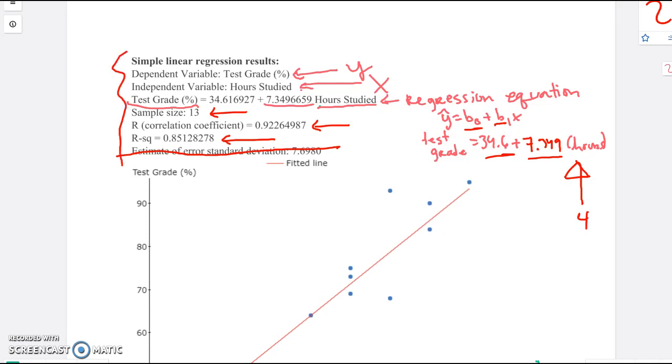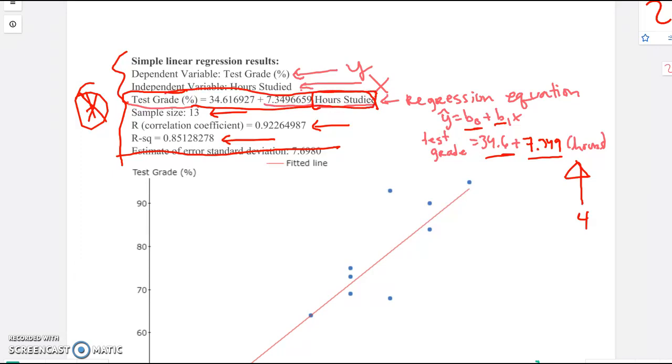Make sure that you really know what all of this means, because I'm going to be asking you questions about what is what. The first one is your y value, the second one is your x value, the third row is going to be your regression equation. Make sure that it also includes the hours studied. So don't just put 34.6 plus 7.34. That's wrong. Make sure that you put the entire thing, copy paste this. All of this is your regression equation. That is what I'm looking for.